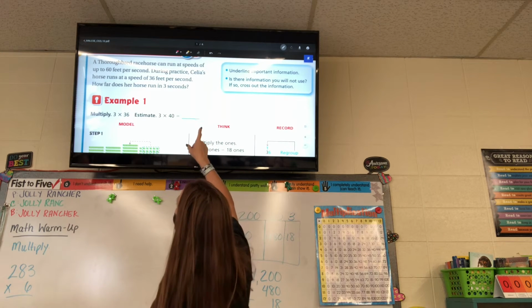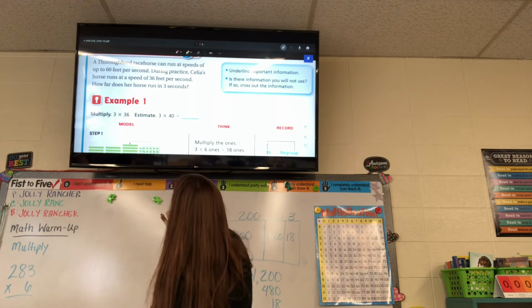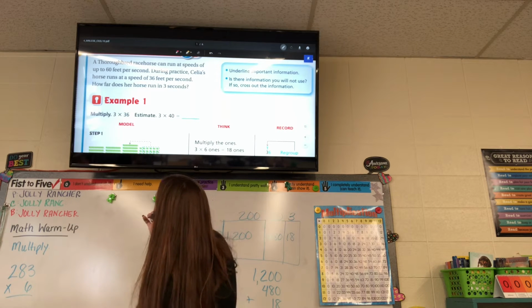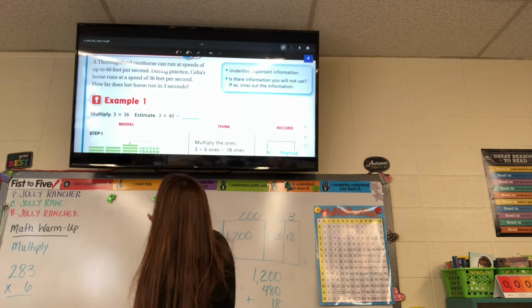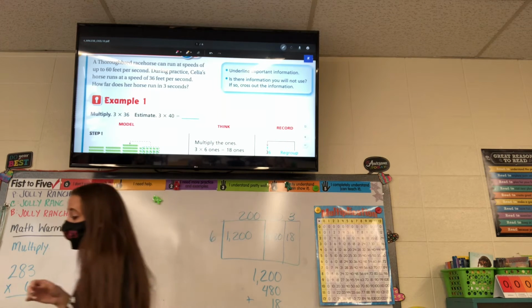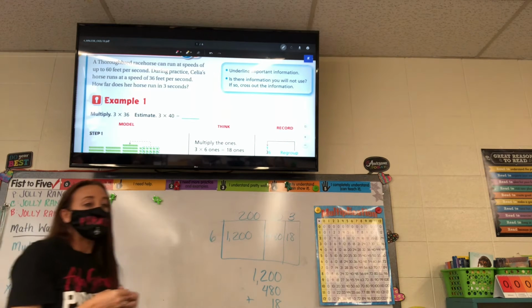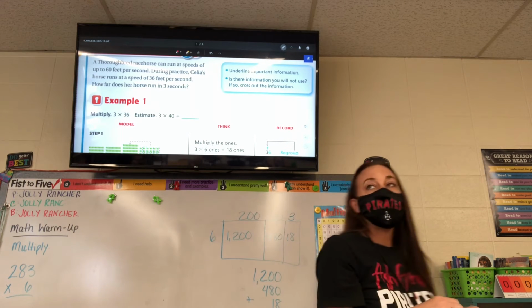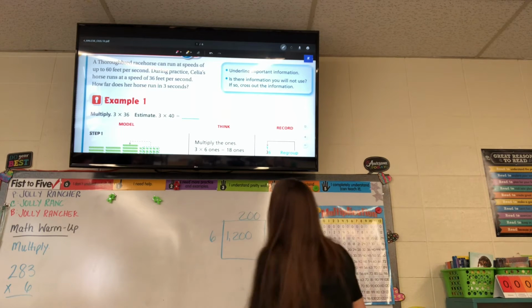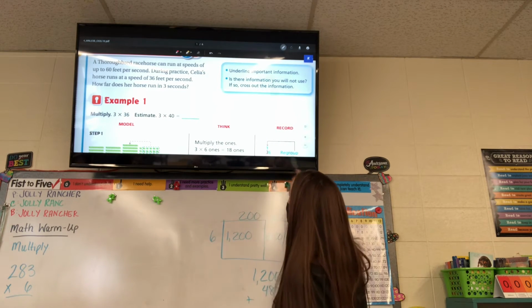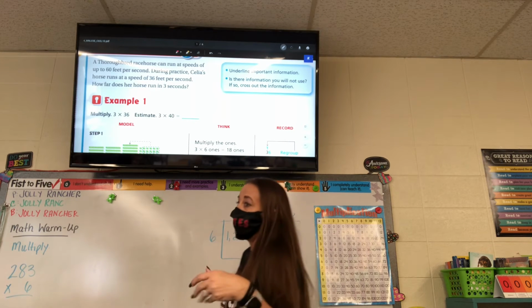During practice, Celia's horse runs at a speed of 36 feet per second. How far does Celia's horse run in 3 seconds? Okay, the first thing I need for you to do is raise your hand and tell me what is important information that we need to know to solve this problem.